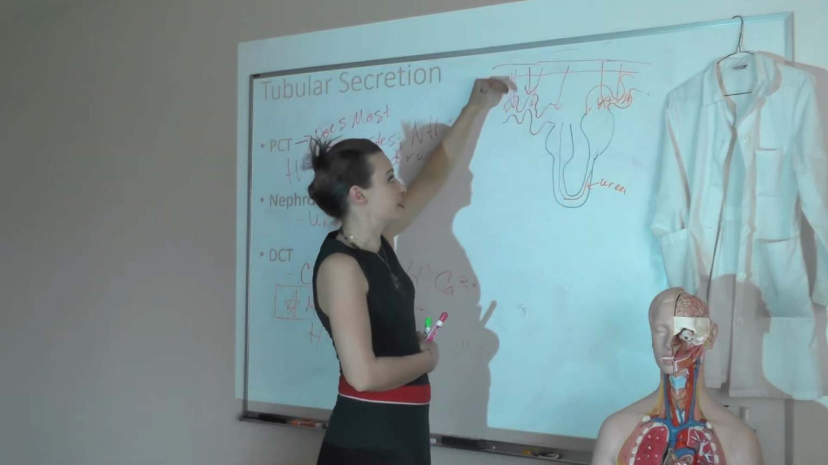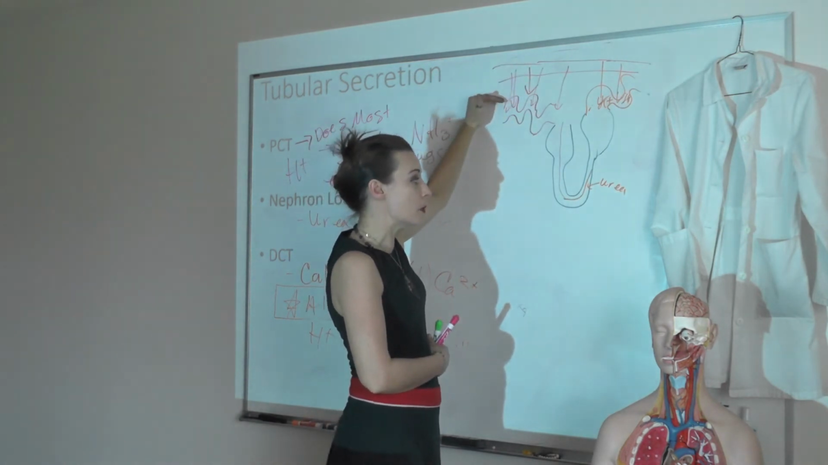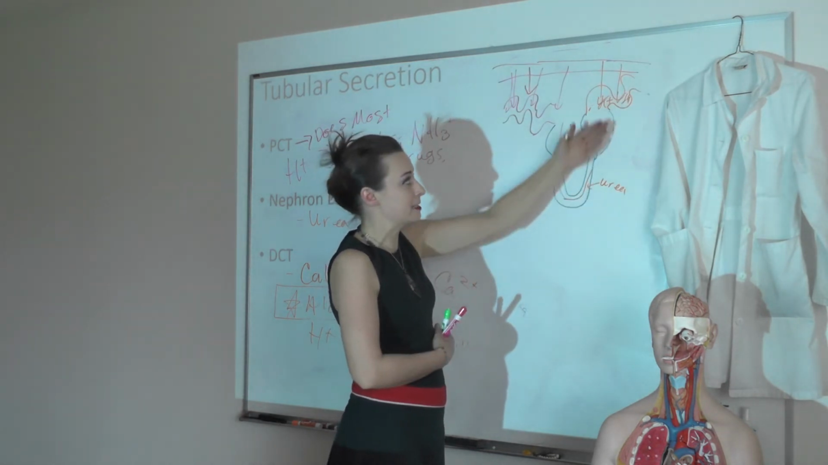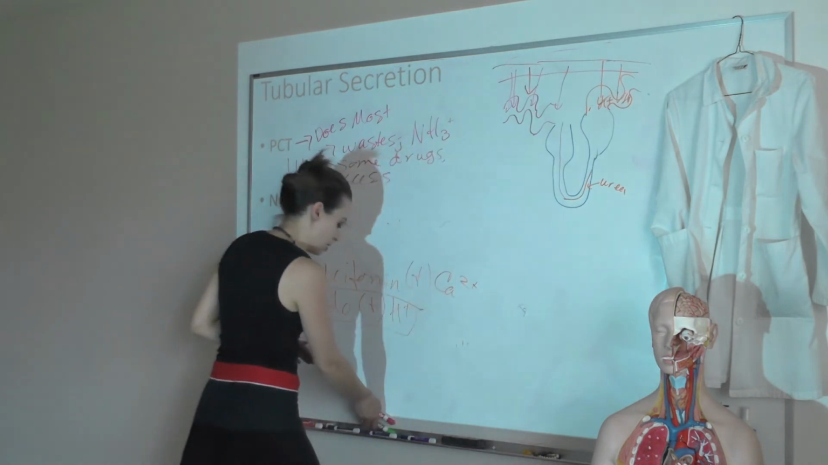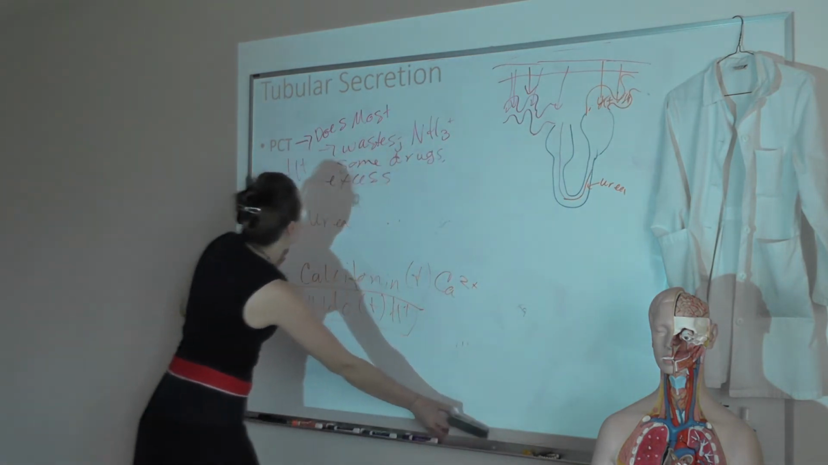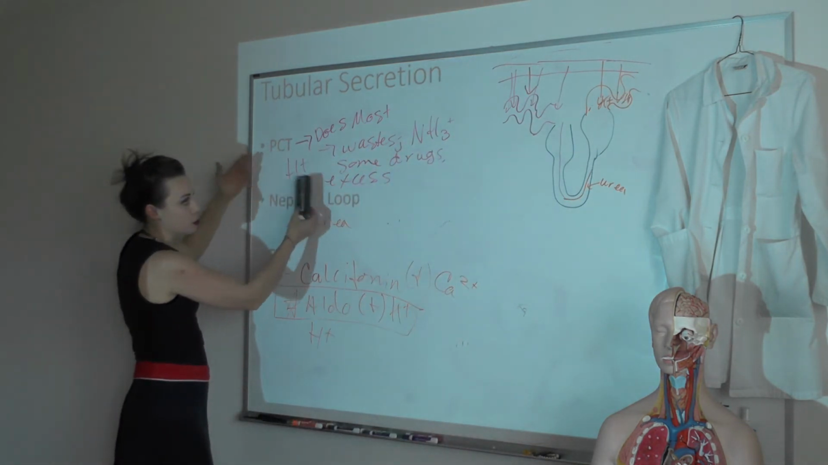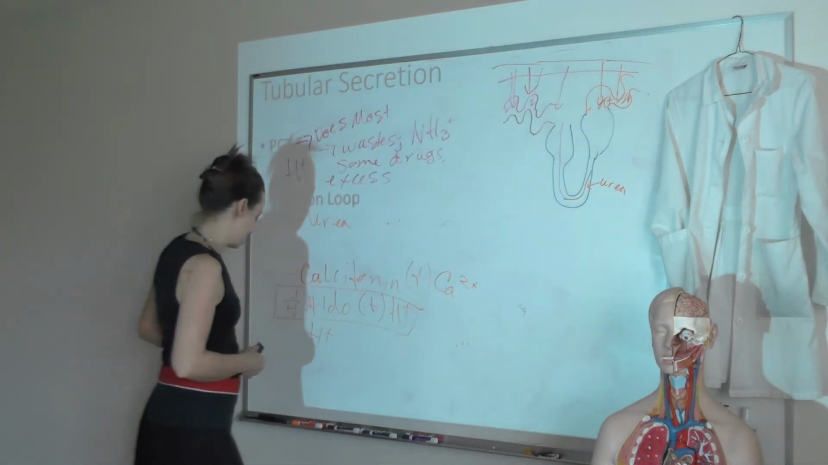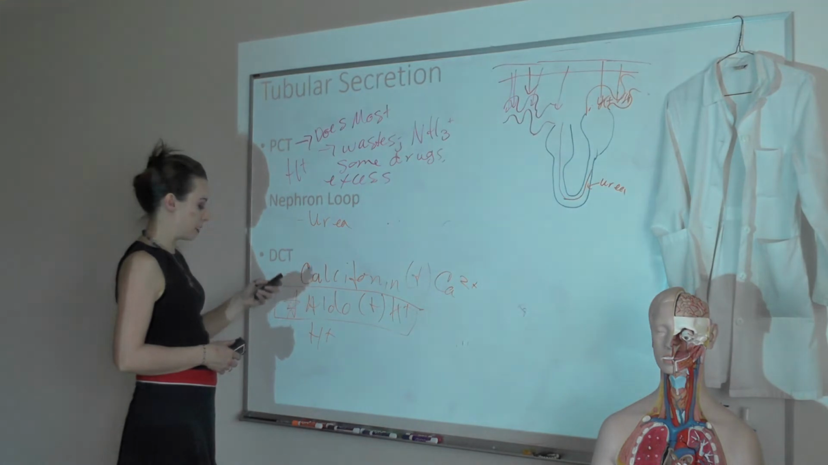And most of that secretion is going to be done here in the proximal convoluted tubule, because here in the nephron loop, we're hardly secreting anything. And then in the distal convoluted tubule, that's going to be under hormonal control. Really meaning that the proximal convoluted tubule is doing most of the adjustments to this fluid so that we can become urine.